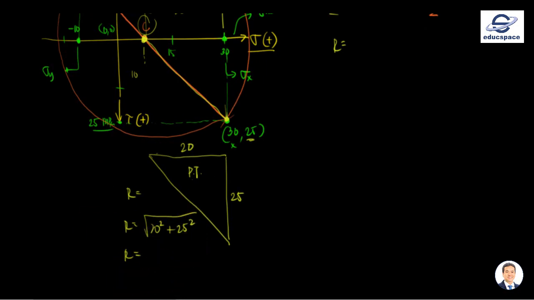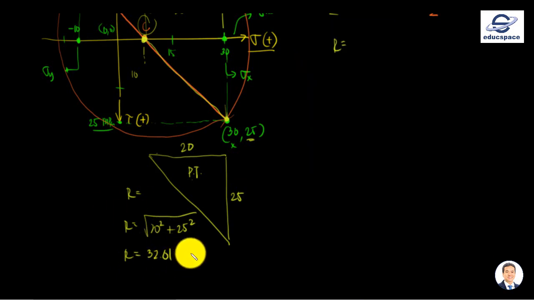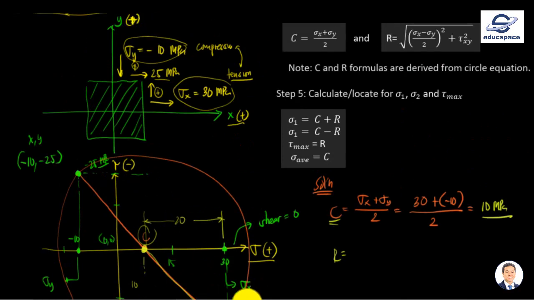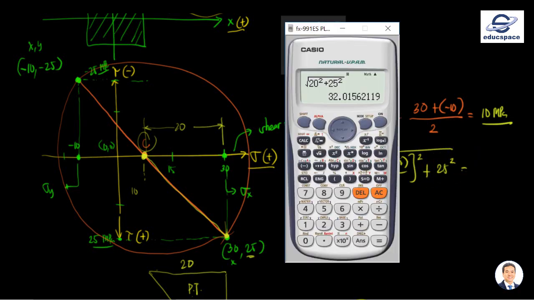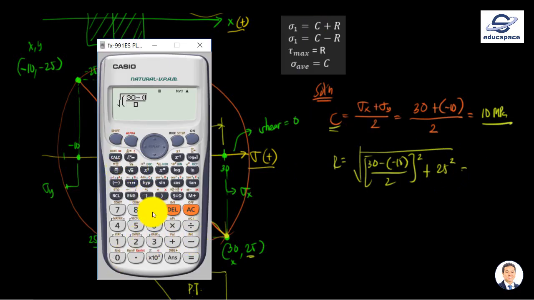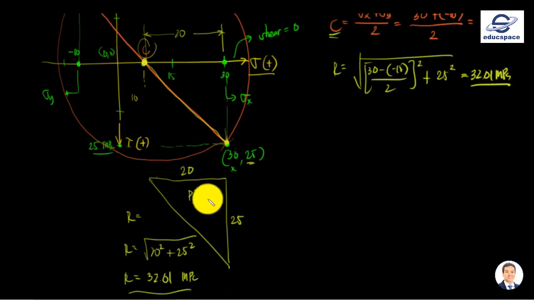So, r, or the radius, is equivalent to square root of 20 squared plus 25 squared. Okay, so 32.01. 32.01 megapascal. Again, that is the radius. Or pwede mo rin gamitin ito. Okay, so pakita natin so that ma-master. So again, 30 minus 10 over 2, and then you have to square plus the shear stress of 25 megapascal. So pakita lang natin. Open, and then 30 minus negative 10, tapos 2, and then squared plus 25 squared. Equal sign. So we have 32.01 megapascal. So, the same, nakuha natin using Pythagorean theorem, or by inspection, and then yung derived formula.